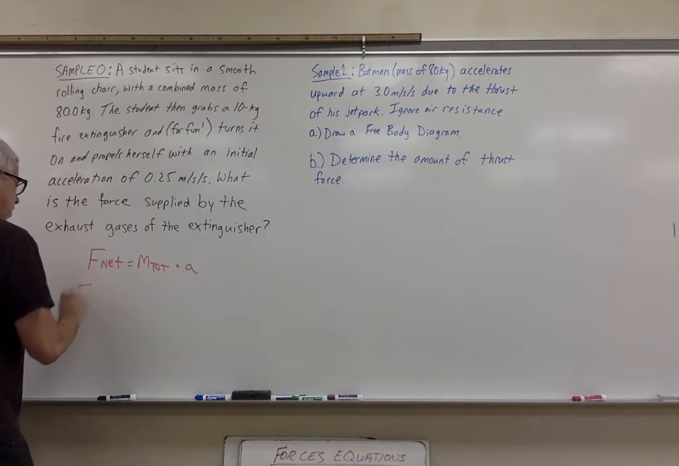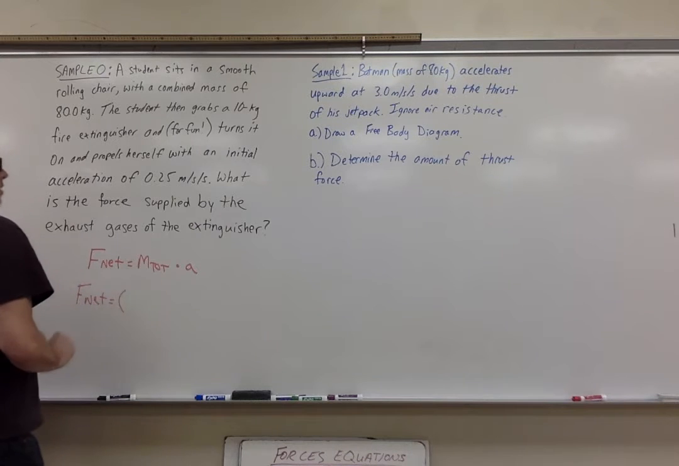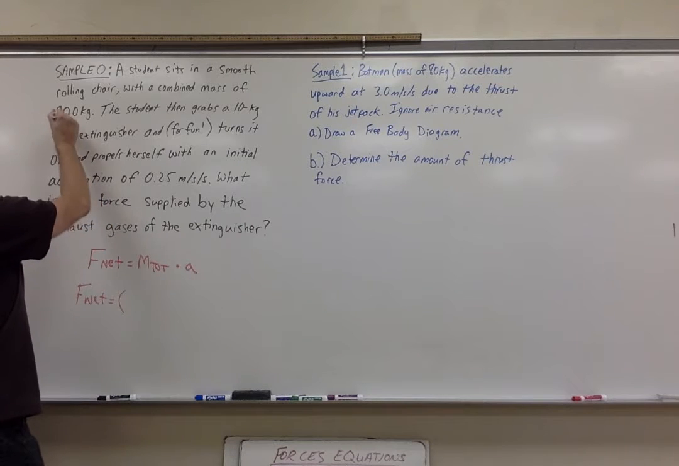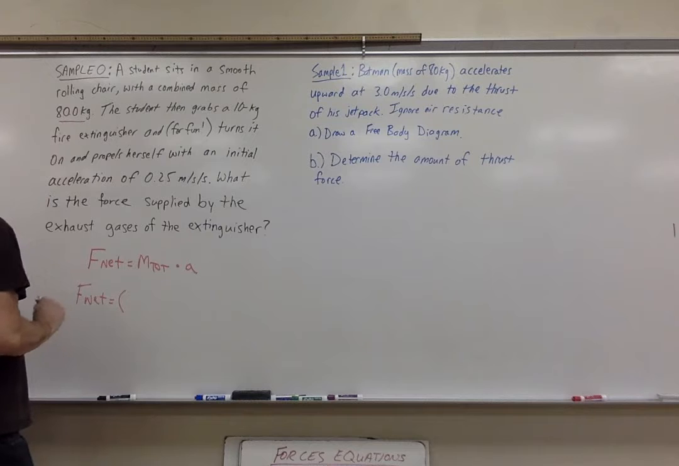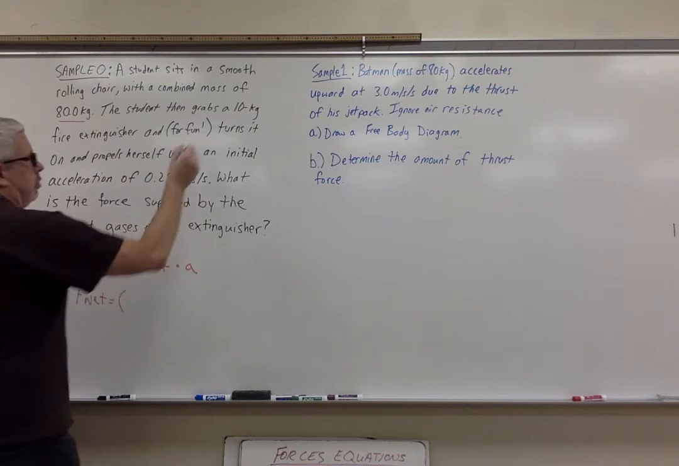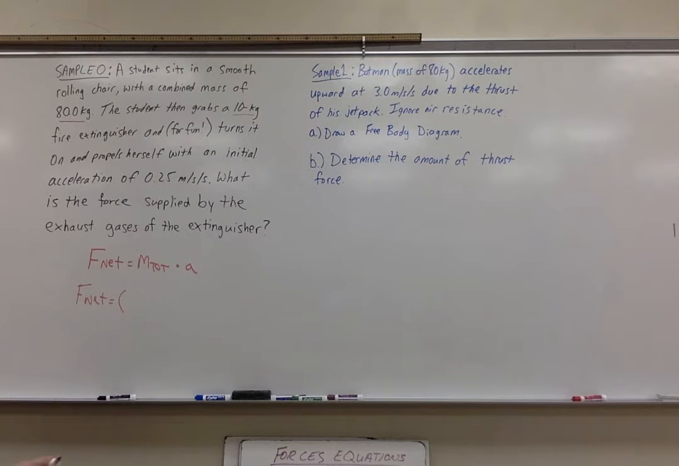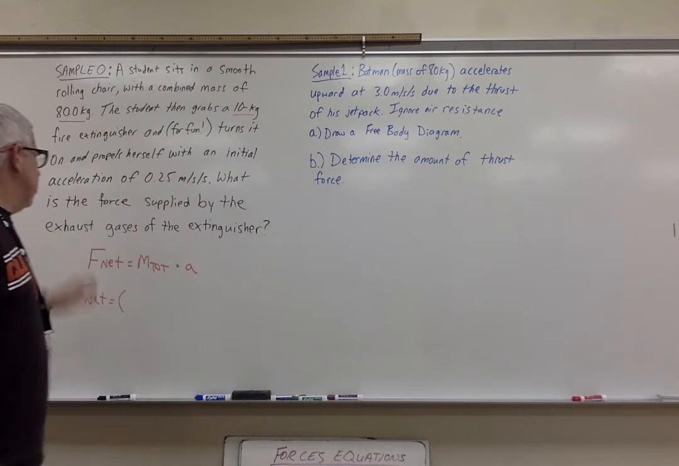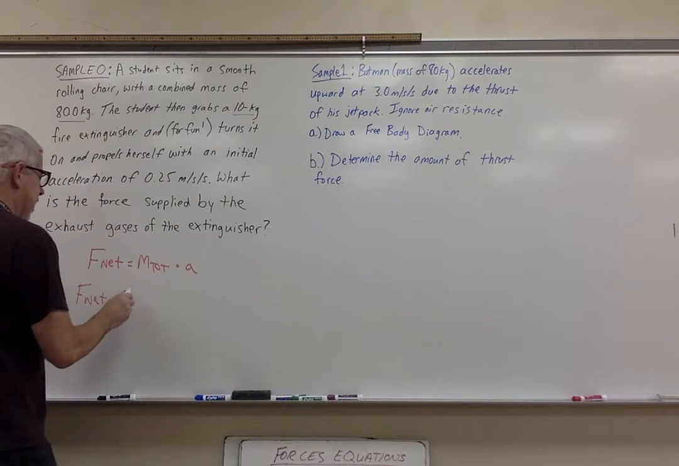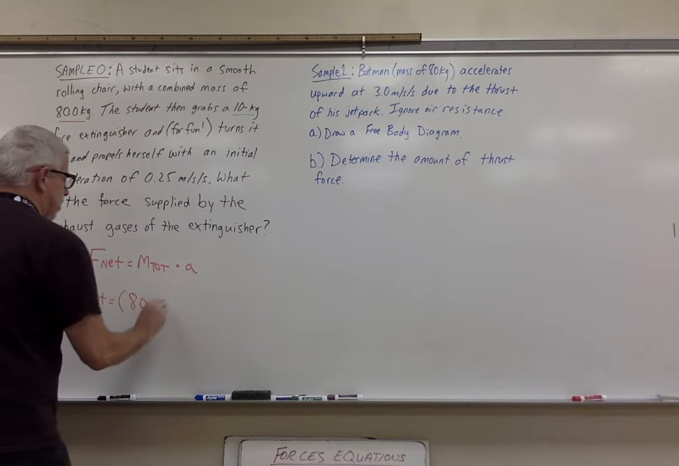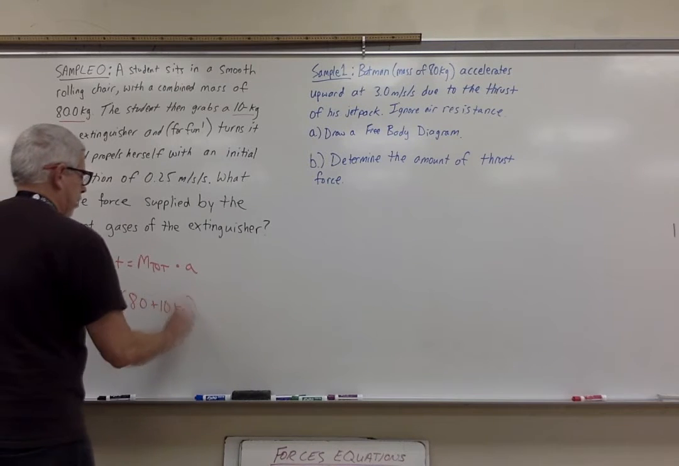So F net is equal to m total. How much is m total? Well, the student and chair have a mass of 80 kilograms, but the fire extinguisher, which we assume the student is holding, has a mass of 10 kilograms, at least initially, before a lot of the gases are expelled. And this is asking about the initial acceleration. So we've got to take that total mass to be 80 plus 10 kilograms, or 90 kilograms.